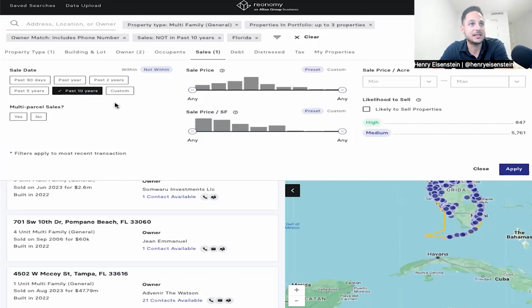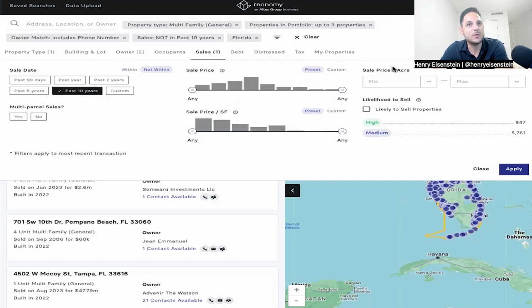I'm going to keep it with not within the last 10 years. The other things to play around with is the sale price, the most recent sale price. Again, for whatever reason, REONOMY doesn't always have the most recent sales price. Sometimes it's just not disclosed. If that is the case, I want you to know we have 25,500.